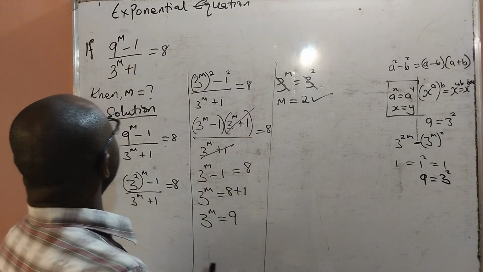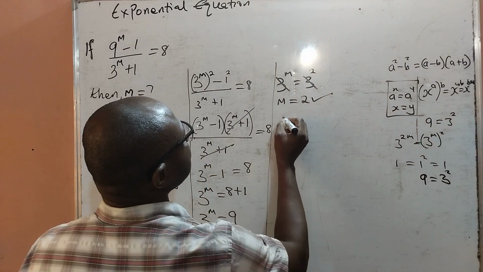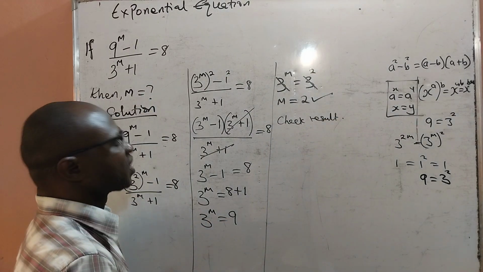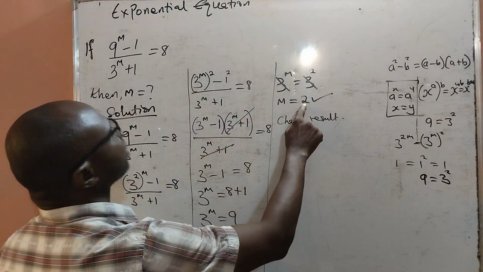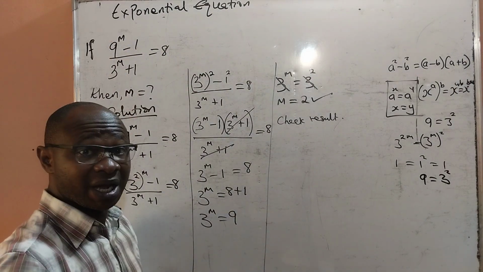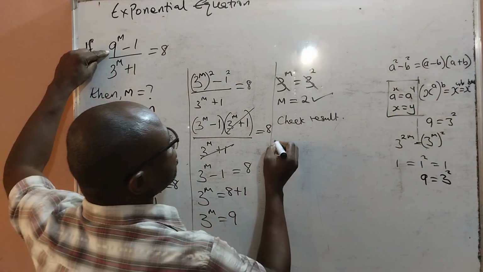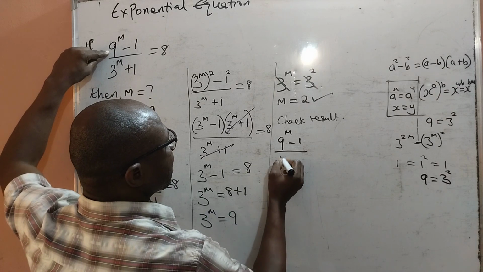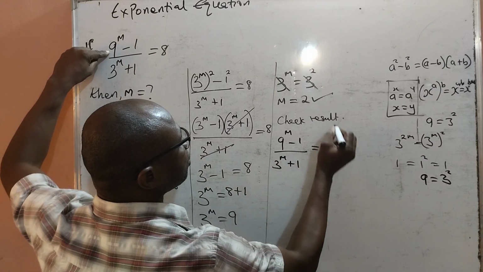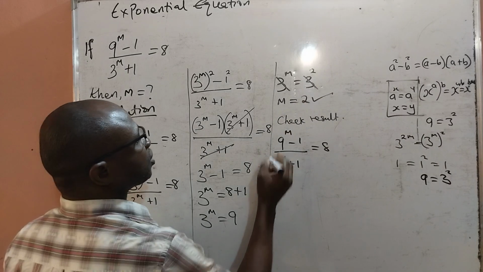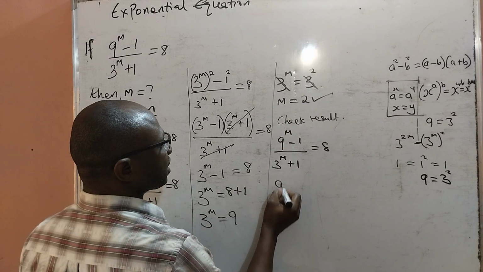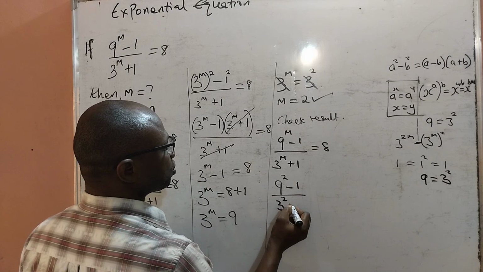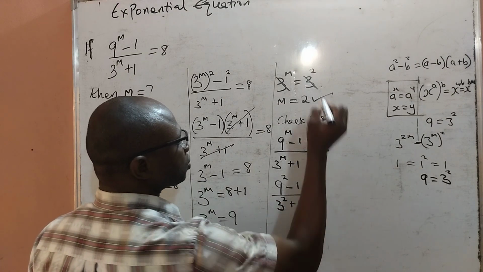A quick one. I want to test the result. Check result. What does it mean? I want to replace the value of n equal to 2 in the original question. And the question says that 9 raised to the power n minus 1 all over 3 raised to the power n plus 1 is equal to 8. Replacing n with 2, we now make it to become 9 raised to the power 2 minus 1 all over 3 raised to the power 2 plus 1. Is this equal to 8?